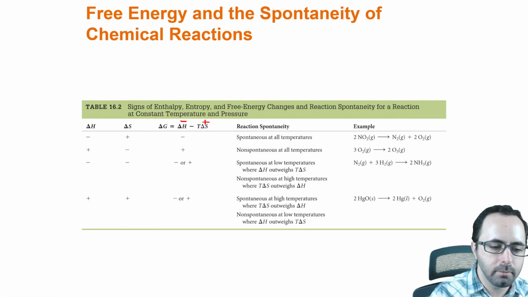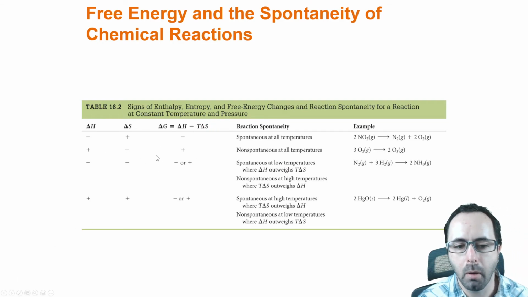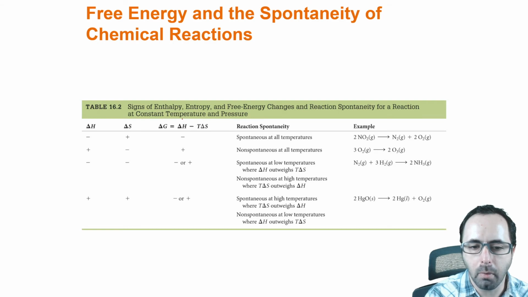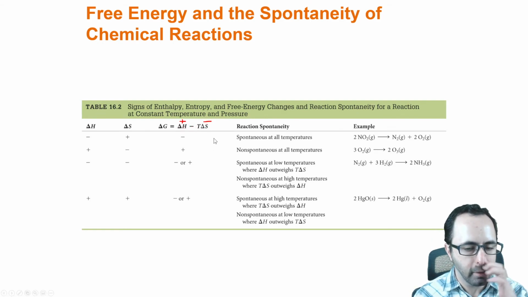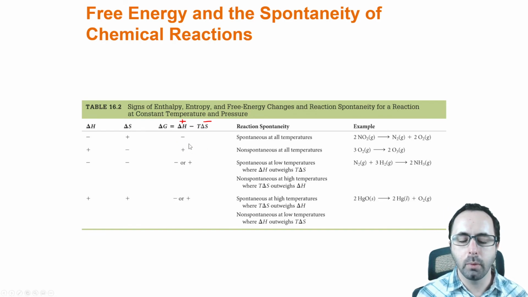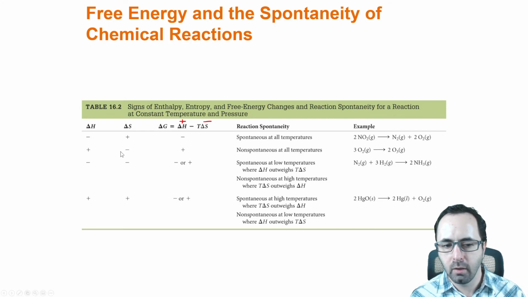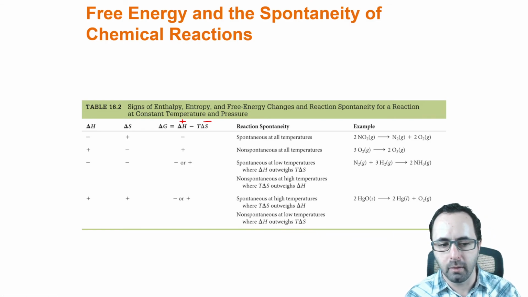If instead delta H is positive and delta S is negative, that means the first term will be positive and the second term will be a negative times a negative. It will also be positive. So that means delta G will have to be positive. So for a reaction that is endothermic with decreasing entropy, neither of these favor spontaneity. So this reaction will be non-spontaneous.